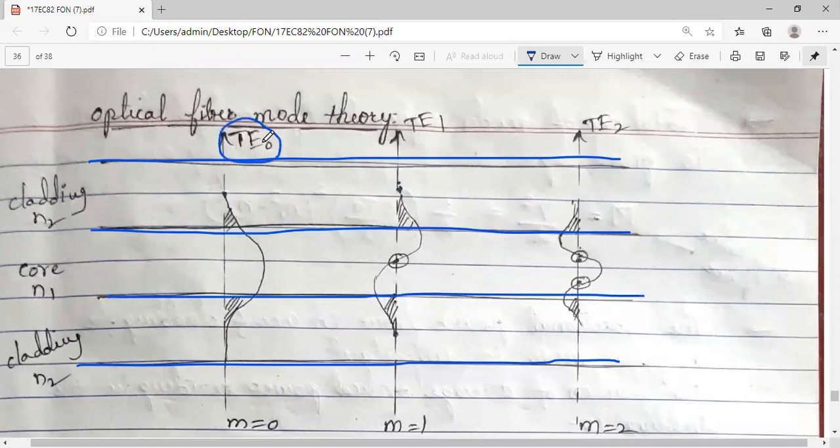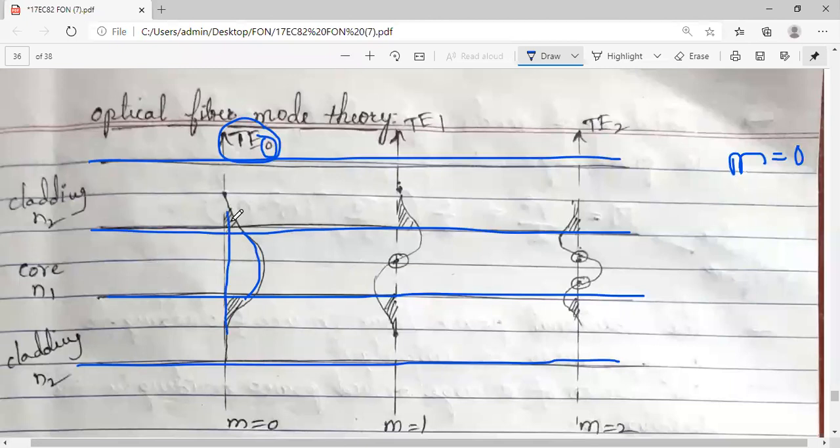Okay, what do you mean by TE0? The 0 indicates your integer m value is 0. It means the field is totally concentrated at the center and you don't have any zero crossings here. You can see the field is maximum, totally in the center of the core, and there are no zero crossings. The field is not crossing this line anywhere. So m is 0.